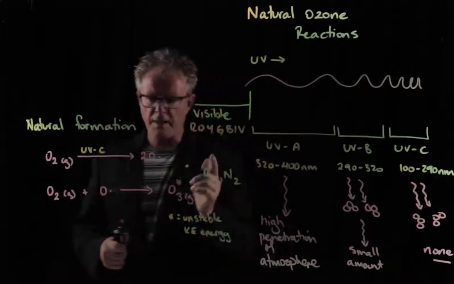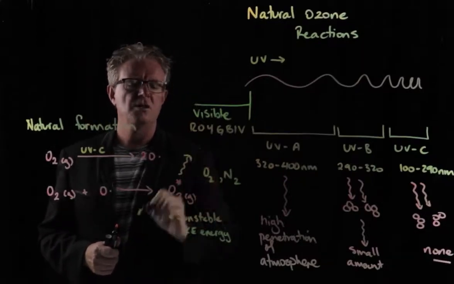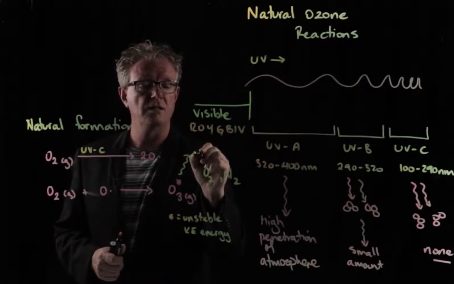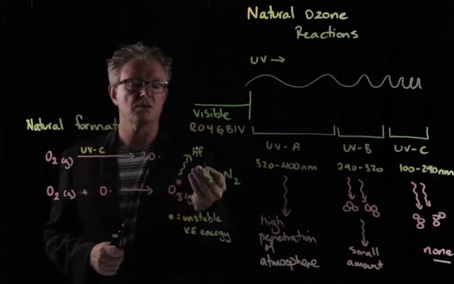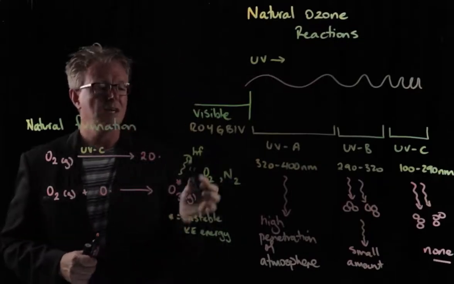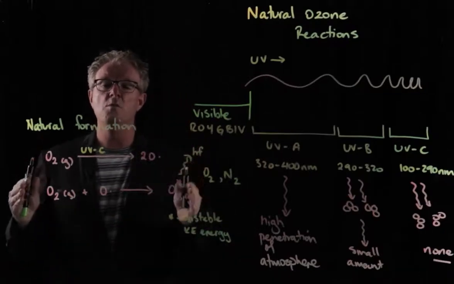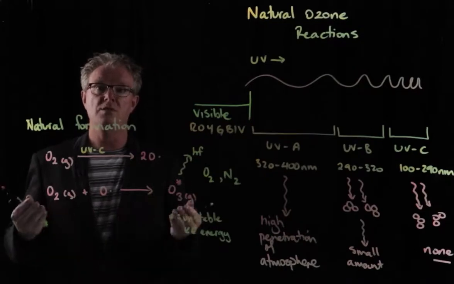Okay. Another thing it can do is sometimes release that extra energy as a photon, a bit of energy or a photon of light. I'll just put hf there, because the energy of a photon is the frequency times Planck's constant. So it can release it in those forms. That's the normal formation of ozone, and that happens in the stratosphere.